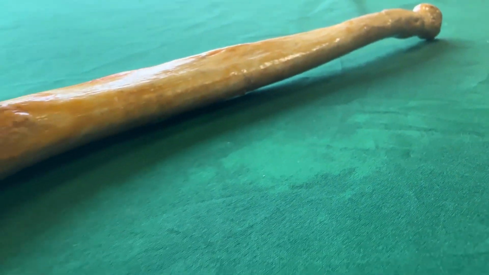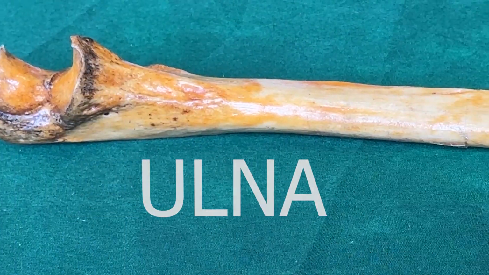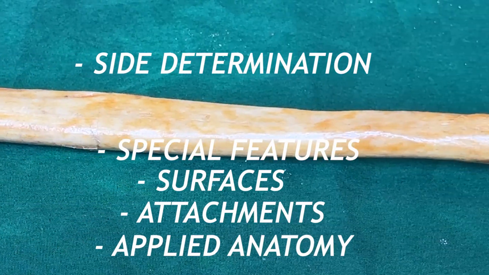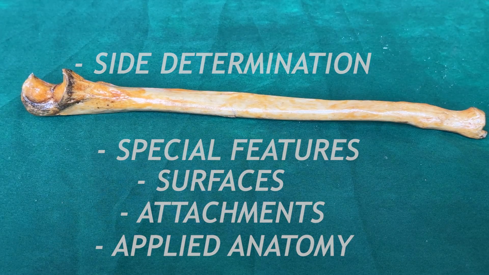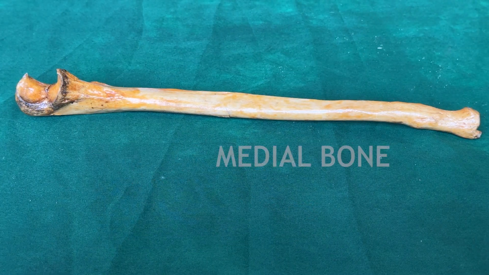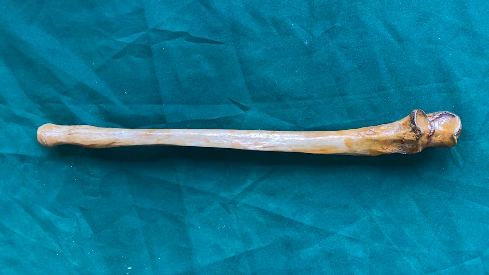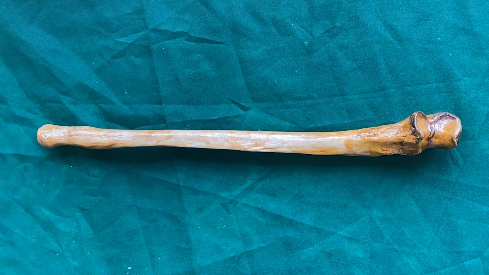In this video, we'll be taking you through the anatomy of the ulna, focusing on site determination, special features, surfaces, attachments, and finally applied anatomy. The ulna is the medial bone of the forearm in the supinated forearm. It is a long bone. It has a proximal end, a shaft, and a distal end.